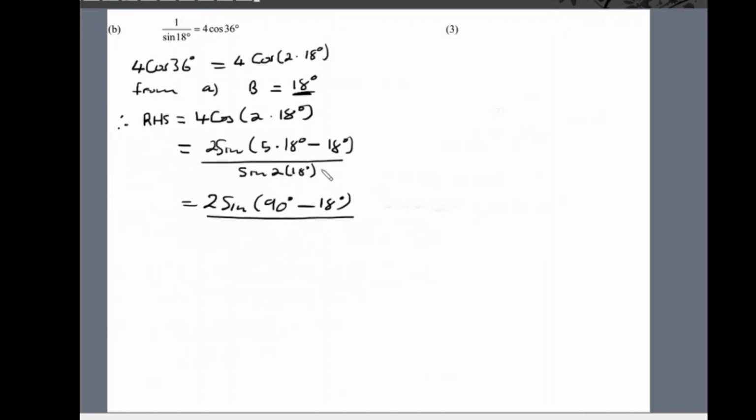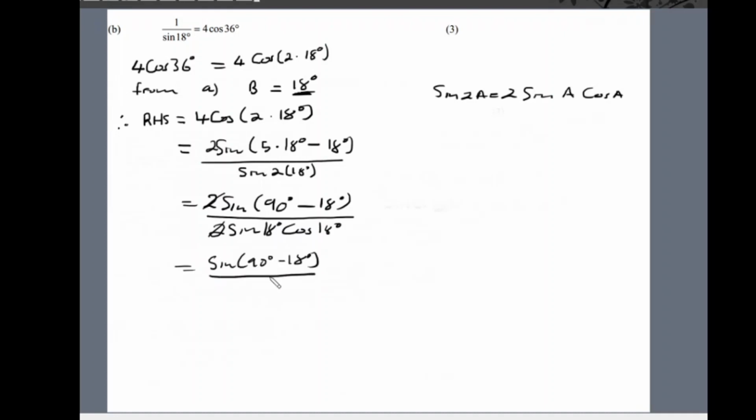now sine 2A is equal to 2 sine A cos A, right? In place of A, now we have 18, so this will be 2 sine 18 degrees cos 18 degrees, right? That 2 and that 2 will cancel. We will remain with sine 90 degrees minus 18 divided by sine 18 cos 18, right?